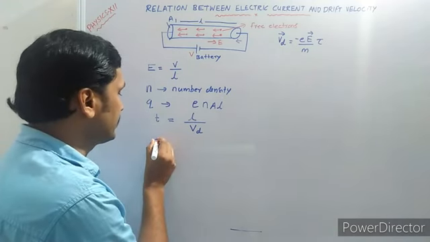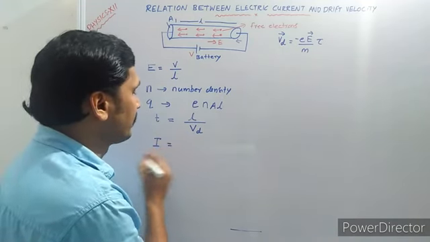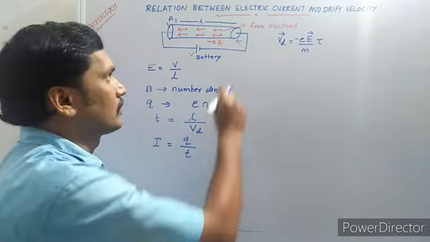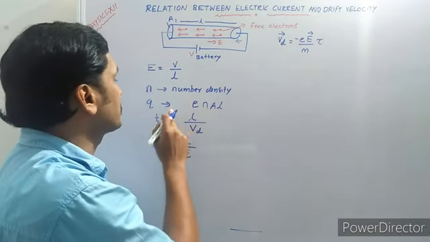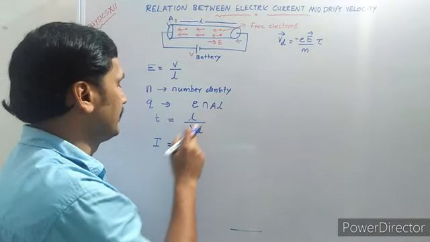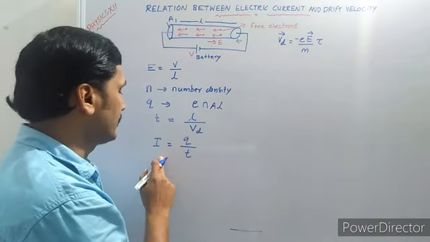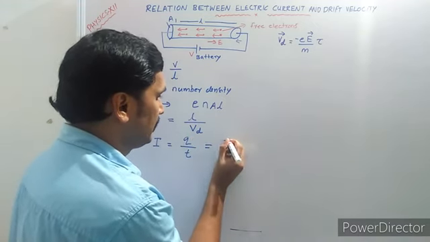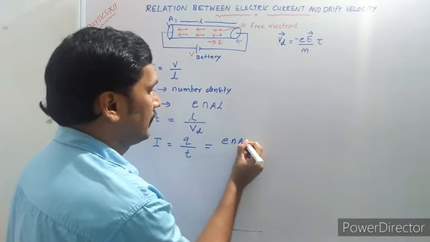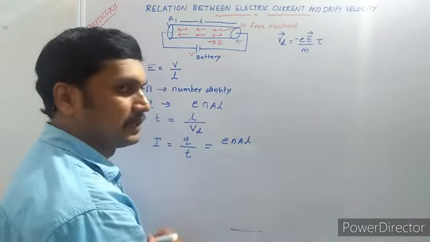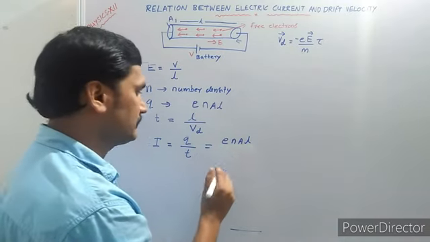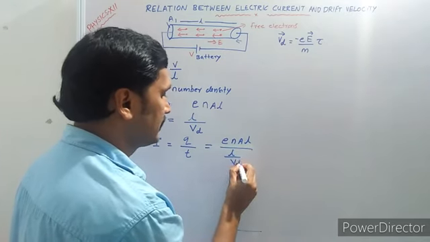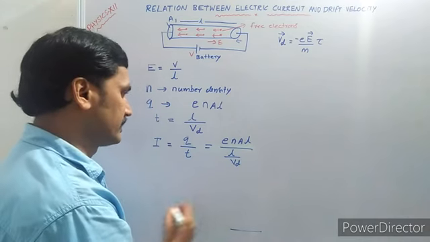The electric current can be written as I is equal to total charge by time. This much charge is passing through the conductor in a time t. So the current can be written as I is equal to Q by T. Let's substitute for Q. Q is equal to E into N into A into L. This is the total charge on this conductor, divided by time. Time can be written as L by drift velocity.